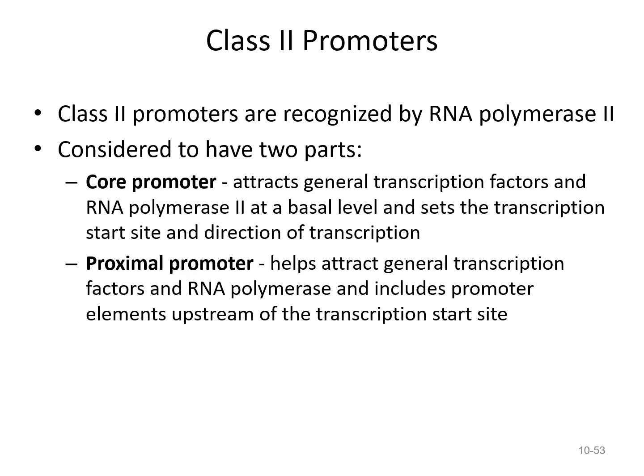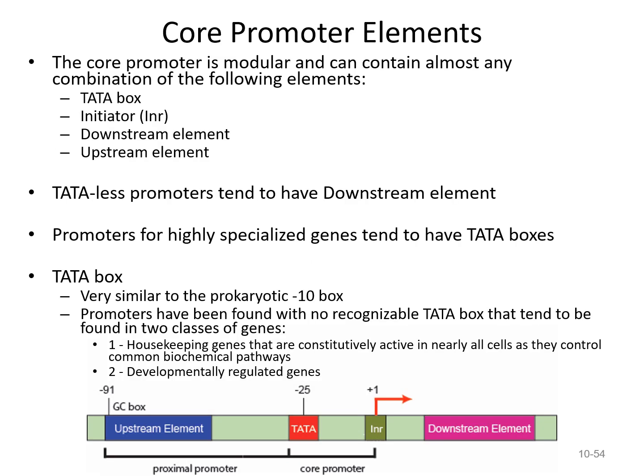And the class 2 promoter has a core promoter and a proximal promoter. The proximal promoter helps to attract the general transcription factors and RNA polymerase, and includes promoter elements upstream of the transcription start site. And in the core promoter, we have the TATA box, initiator, downstream element, and upstream element.